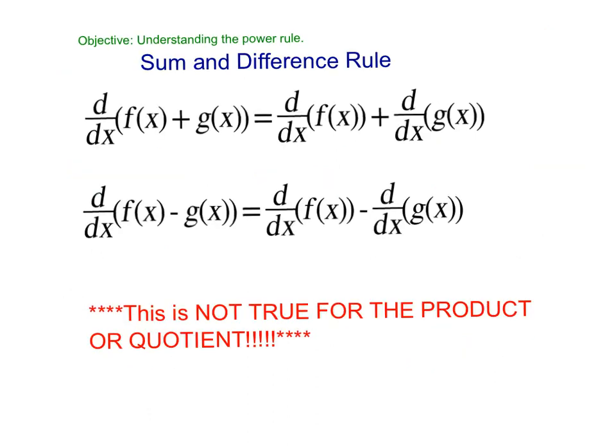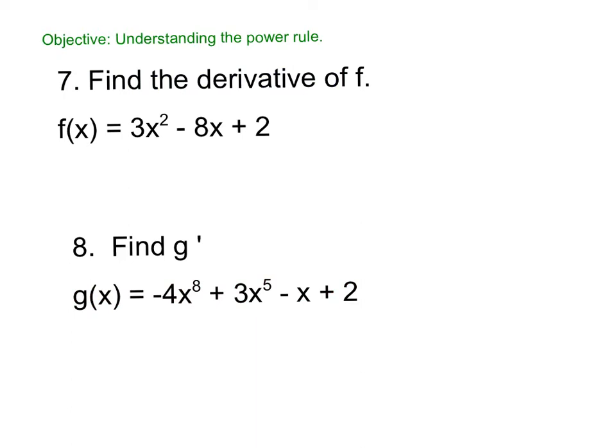All right, sum and difference rules. So you are allowed, if you have things being added and subtracted, to just take the derivative of them separately. However, that is not true for product and quotient. We're going to spend a day or two on what if it's a product, what if it's a quotient, because those rules totally go out the window, right? But if you have adding and subtracting, you're just going to take the derivative of each of them on their own.